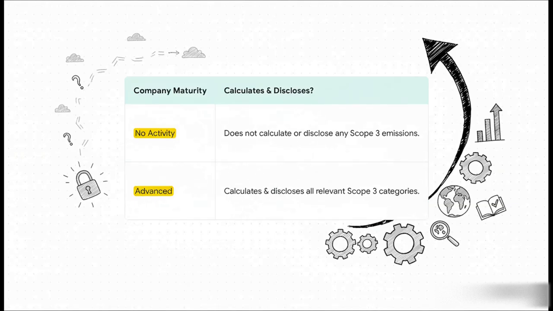And this is what that journey really looks like. A company can evolve from doing nothing at all, a state of no activity, all the way to an advanced state, where they're calculating and transparently sharing all of their major impacts. It's a progression, a journey of accountability.